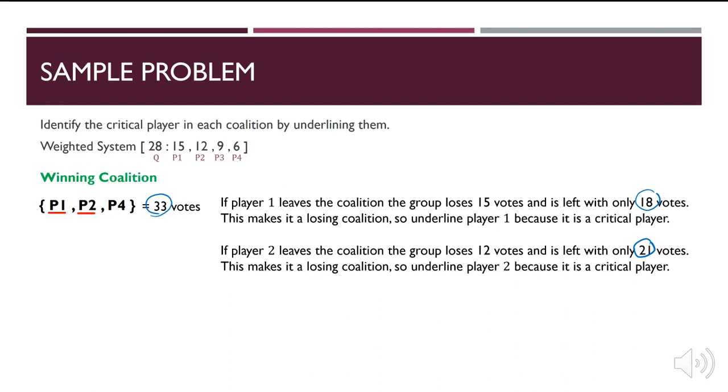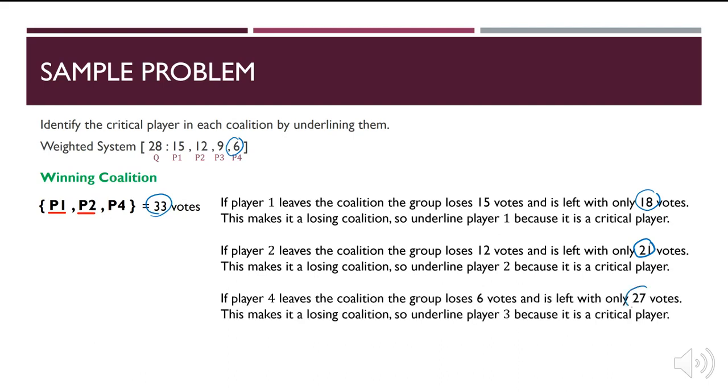Our third player is player 4. Player 4 has 6 votes. 33 minus 6 is 27. 27 is not enough. So player 4 is critical and gets underlined. Again, all three players in this coalition are critical.